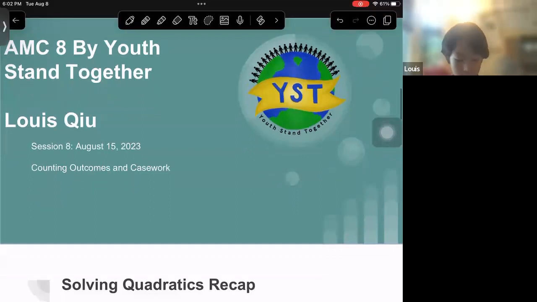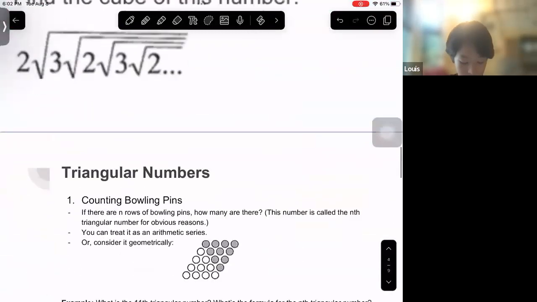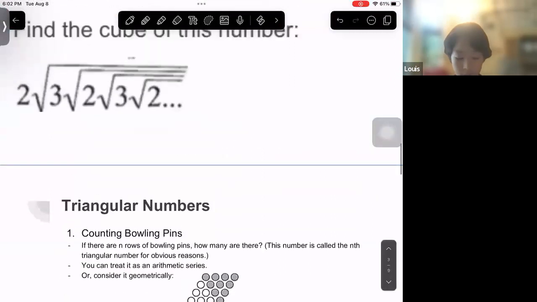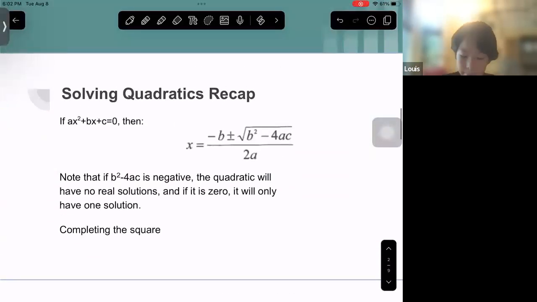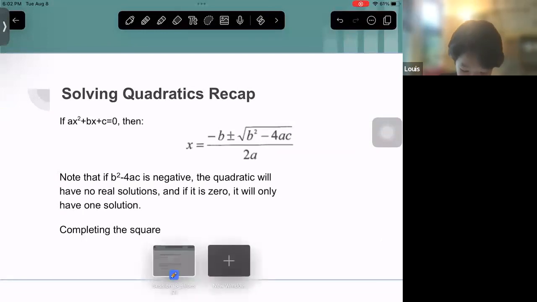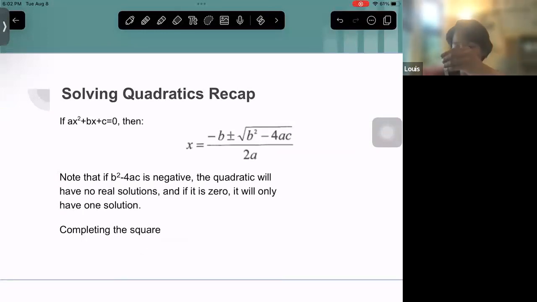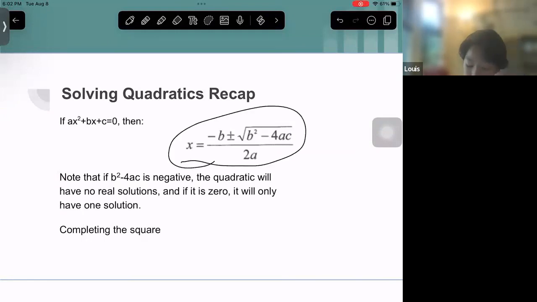So today we will be doing counting and stuff. By the way, when you're solving quadratics, we can use the quadratic formula, which is this. When the discriminant, or this part, is negative, the quadratic will have no real solutions. If the discriminant is 0, it will only have 1. And we can also solve it by completing the square.